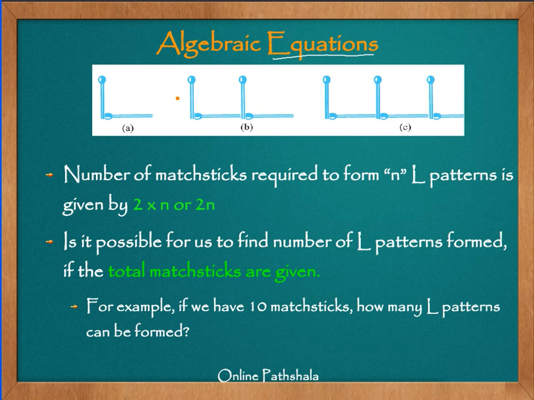Initially we just wanted to figure out that if I want to form N L patterns, that is some N number of L type patterns, how many matchsticks are required. Using a variable we said that we need 2 multiplied by N, or 2N, that is 2 times the number of L patterns you require. So in this case N is equal to 1, that is 1 L pattern, so the number of matchsticks required will be 2. When N is equal to 2, that is 2 L patterns, you can count the number of matchsticks are 4: 1, 2, 3, 4. When N is 3, that is I want 3 patterns, the number of matchsticks are 1, 2, 3, 4, 5 and 6.